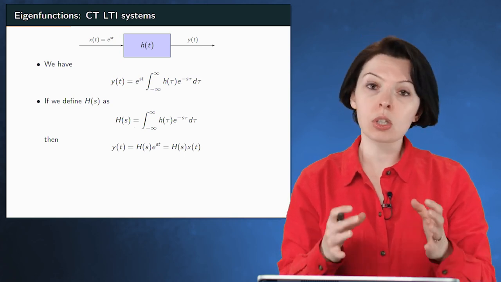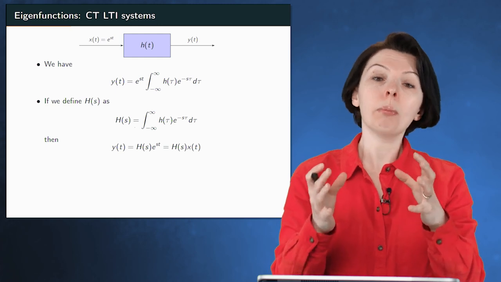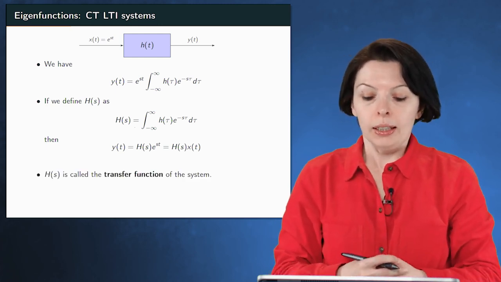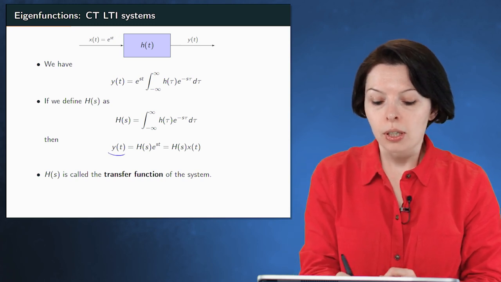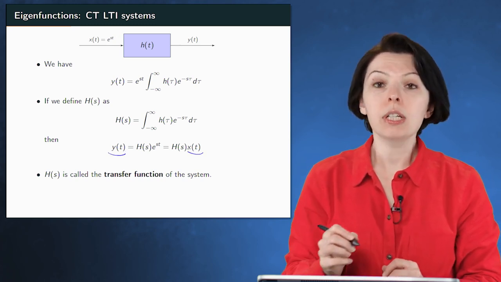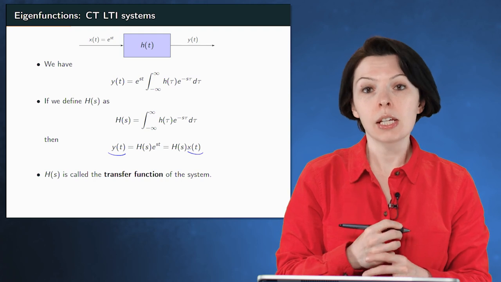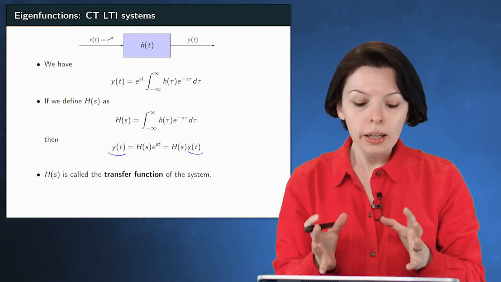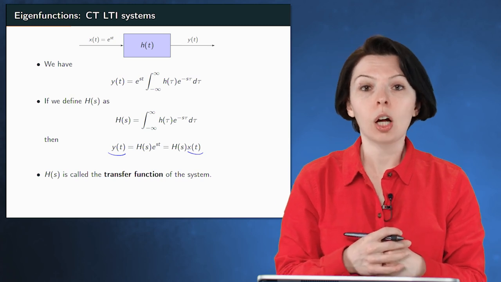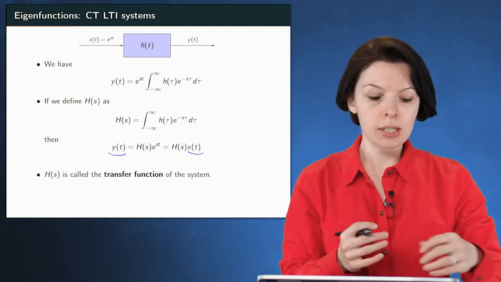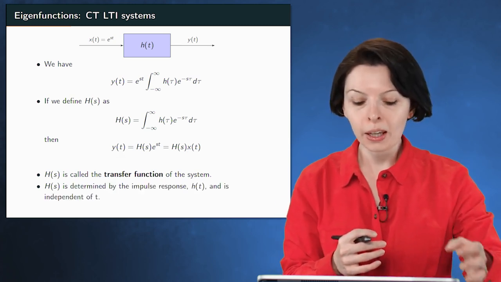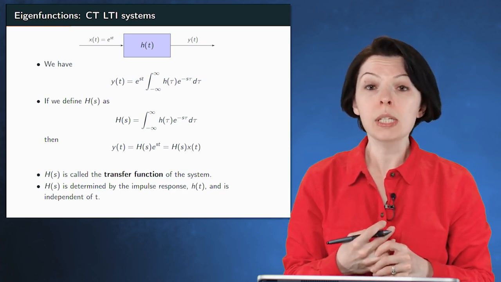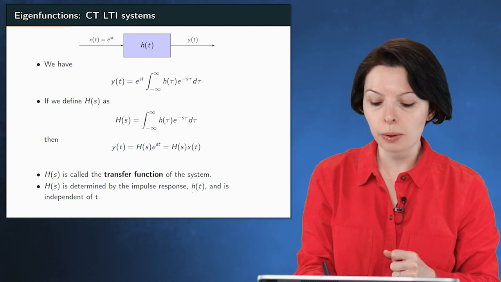This H of s does not depend on t, and it's a complex number in general. So the output of the system for x of t in the format of e to the st is e to the st multiplied by a scalar factor. This scalar factor H of s is called the transfer function of the LTI system, and H of s is determined by using the impulse response of the system.